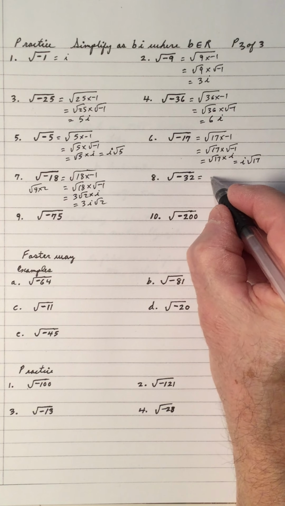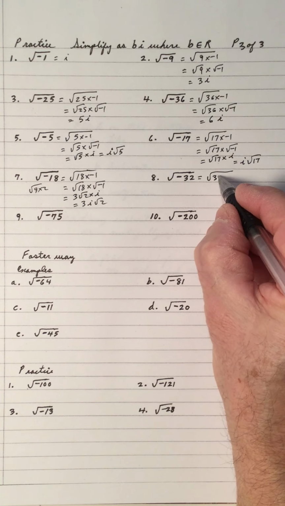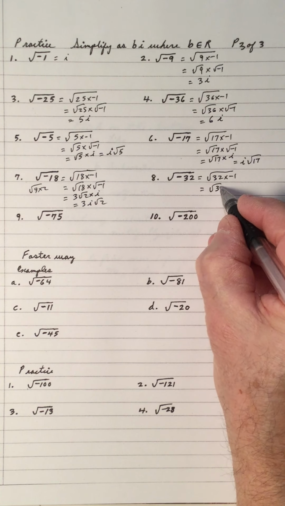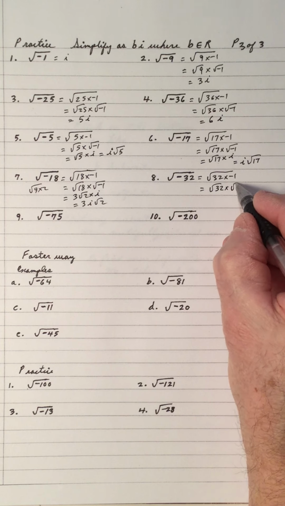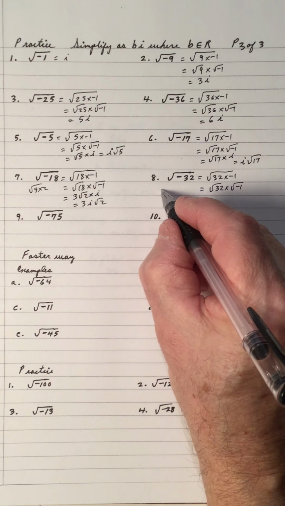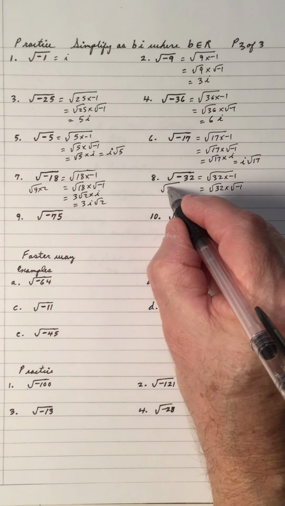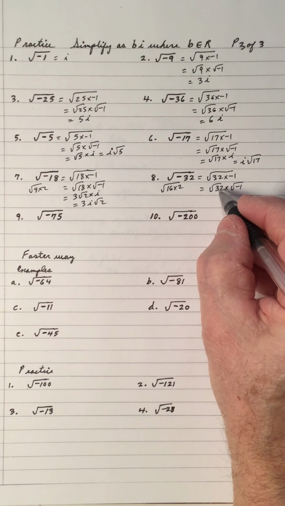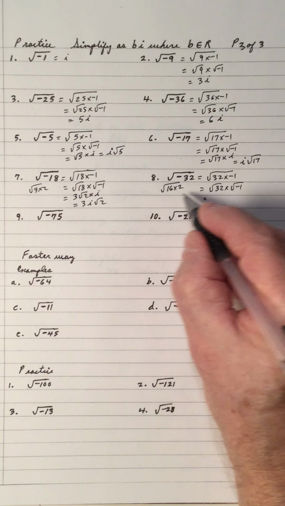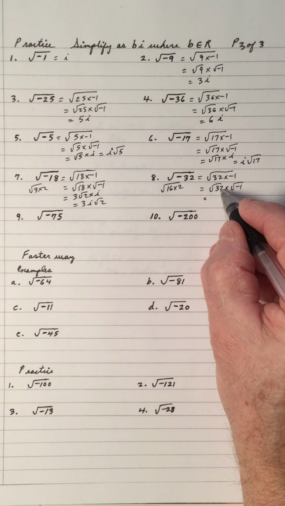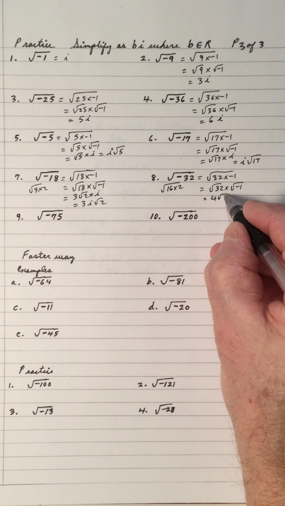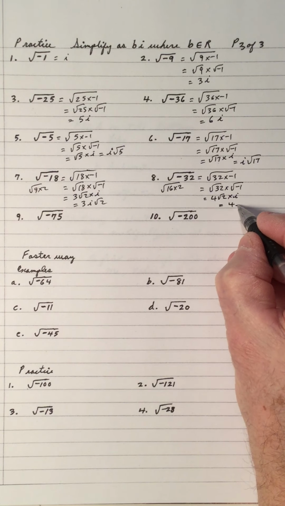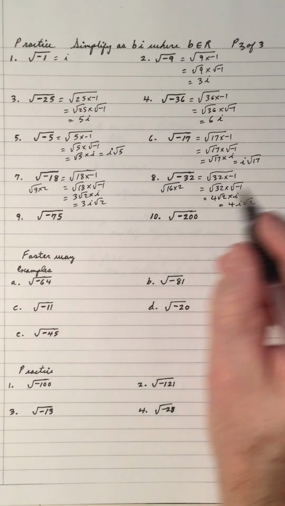Square root of negative 32 is the square root of 32 times negative 1. That's the square root of 32 times the square root of negative 1. The square root of 32 is 16 times 2, a perfect square. 16 is the largest perfect square factor of 32, so it's 4 root 2 times i. So that's 4i root 2.